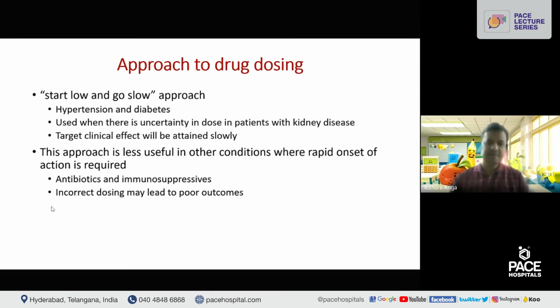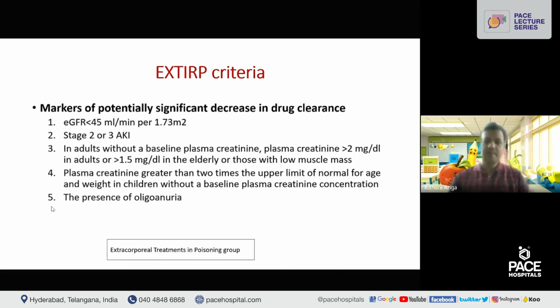Here, even in patients with abnormal kidney disease, we can start at a low dose and gradually increase the level of the drugs. But this is not appropriate in some conditions, like in infections or autoimmune conditions or chemotherapy, where we cannot go slow or low because we want maximum effect at the initial time, without which we can have poorer outcomes.